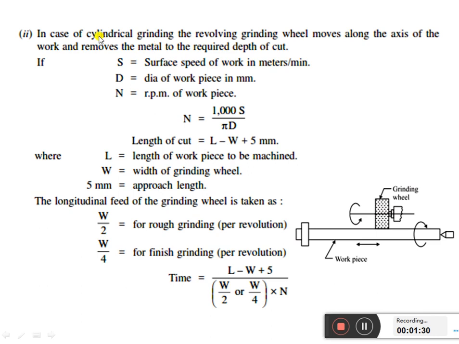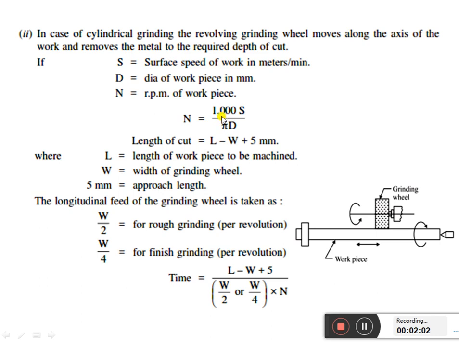And in case of cylindrical grinding, the revolving grinding wheel moves along the axis of the work and removes the metal to the required depth of cut. So the workpiece is rotated, and we are moving the grinding wheel along the axis of the workpiece. So how to find out the time?